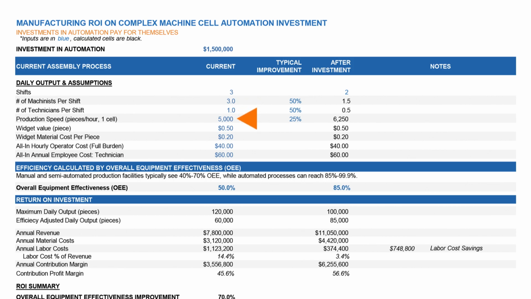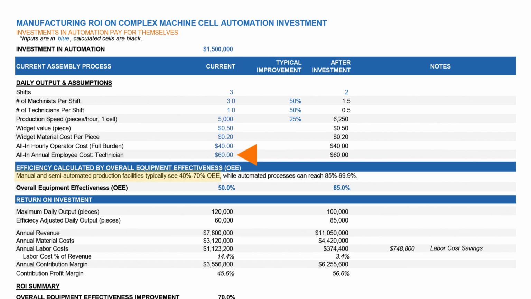Your production speed is 5,000 units an hour. Your widget's value is 50 cents. The material cost of each widget you manufacture is 20 cents. The all-in hourly operator cost, so how much you're paying for an operator with benefits, let's say that is $40. The all-in cost of a technician, that is $60.